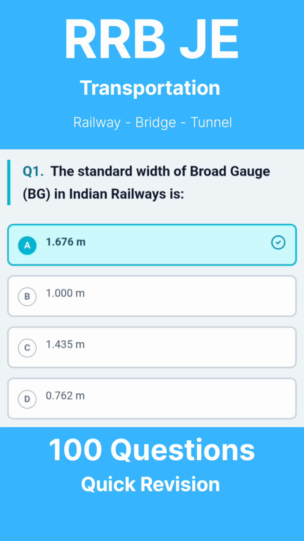Question 1. The standard width of broad gauge in Indian Railways is. The correct answer is 1.676 meters. Question 2. The standard width of meter gauge is. The correct answer is 1.000 meters. Question 3. The standard width of standard gauge used in metro is. The correct answer is 1.435 meters.